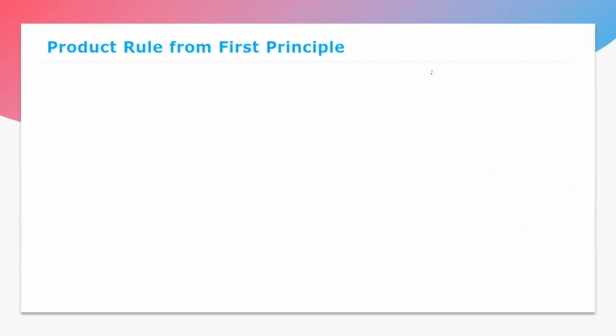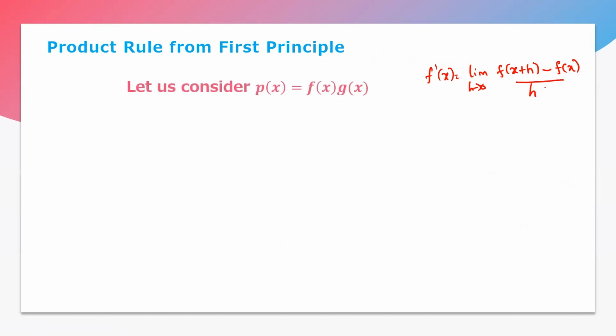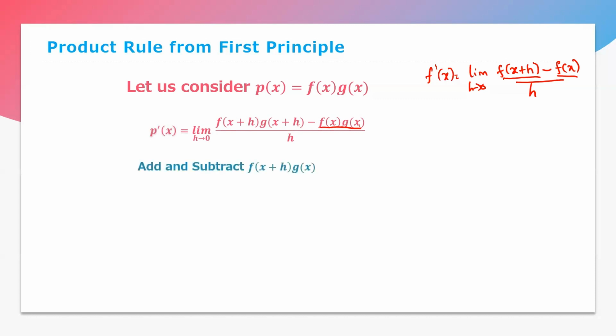We know that f dash of x is equal to limit h tends to 0 f of x plus h minus f of x divided by h. So if p of x is equal to f of x into g of x, then p dash of x is equal to, in the place of f of x plus h, we will substitute f of x plus h into g of x plus h. And similarly, in the place of f of x, we will substitute f of x into g of x divided by h. Now we are going to add and subtract f of x plus h into g of x.